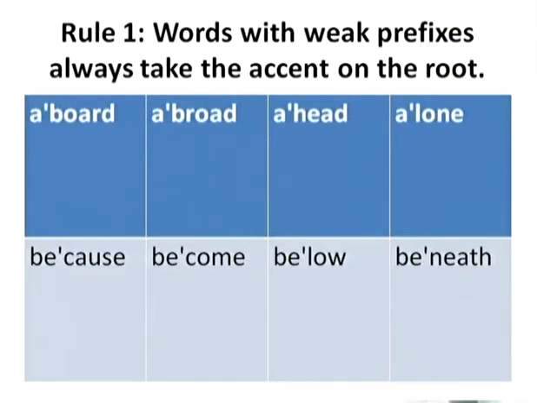Like we have the words here, aboard, abroad. So what's a weak prefix? The weak prefix here is a. Yes, the main root is board or broad. Yes, that's the root of the word. And the weak prefix is a.